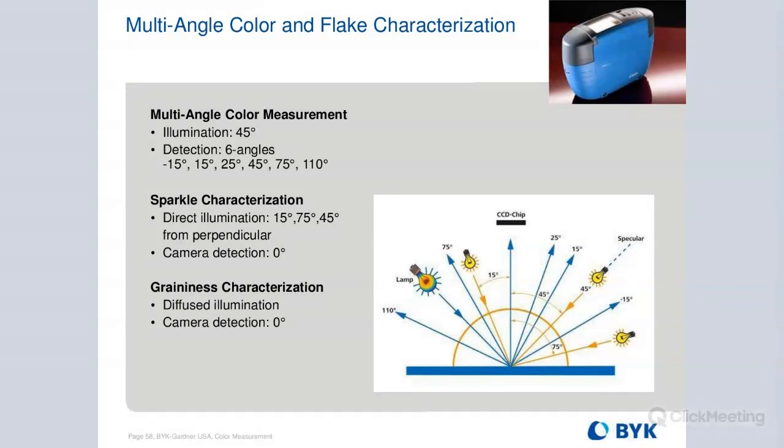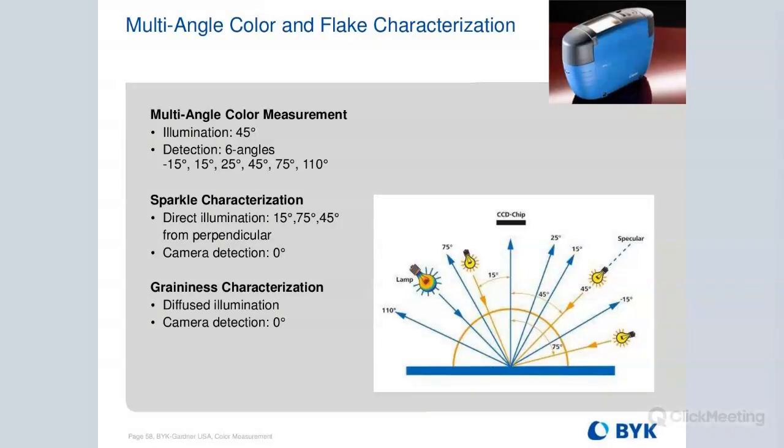So the recommendation is if you have anything that's a color shifting color, use all six. If it doesn't shift, if it doesn't have a hue shift, like a mica in it, you can turn off the minus 15 angle. Some people will work with three angles. If you're going to do that, we would suggest 15, 45, and 110 because it gives you the greatest coverage of how that color is going to travel. But there are certainly shortcuts that you can take.